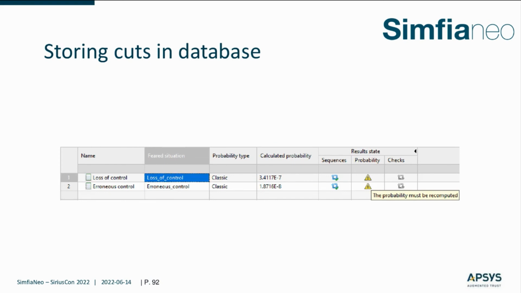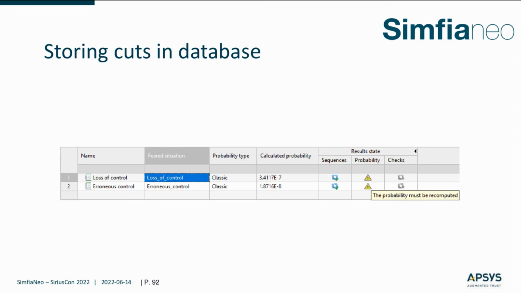Even if we store the cuts outside the model, so in a database, we still want to keep the link between them and the SimfiaNeo model. SimfiaNeo is able to compute a global probability from cuts, and this probability depends on laws defined on events in the model.